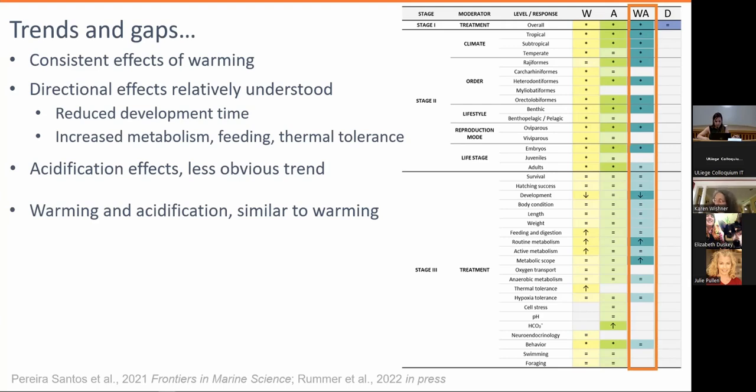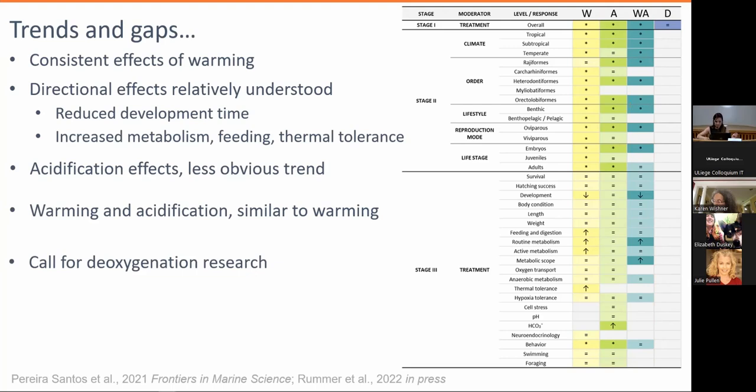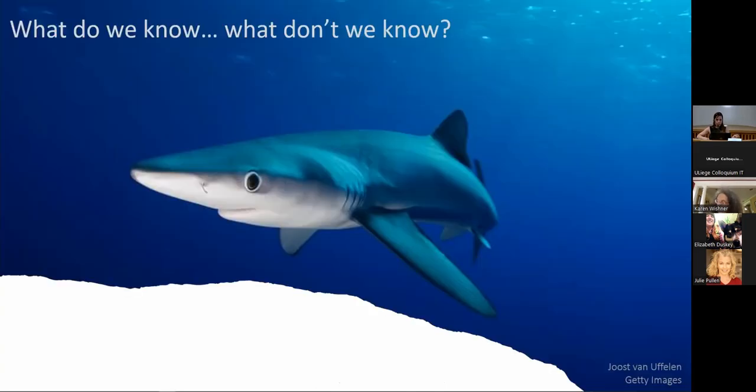And finally, as you can see, deoxygenation has mostly been disregarded in experimental research. I think that we've established that theme today as well. Although consequential effects are absolutely expected, and we need to be prioritizing those studies. So, what have we learned so far, and what don't we know?